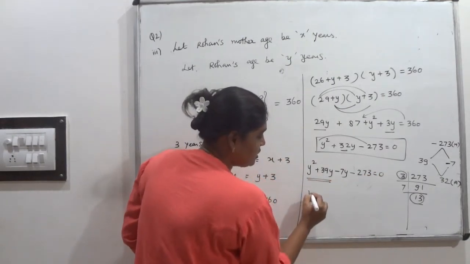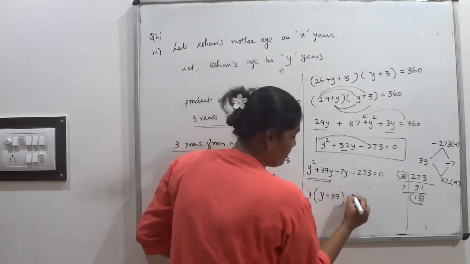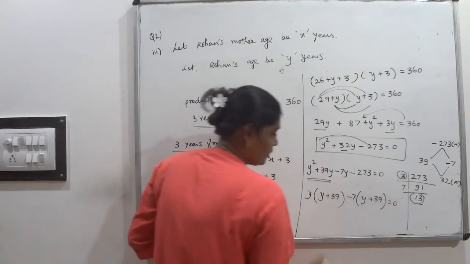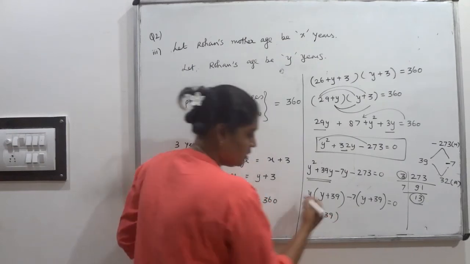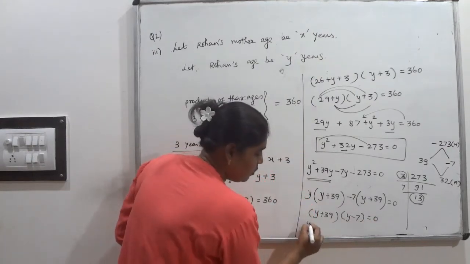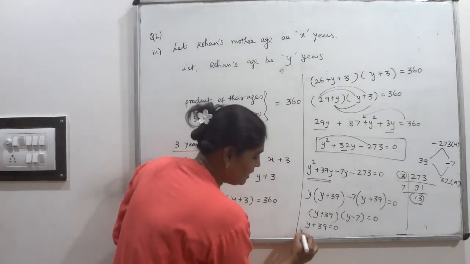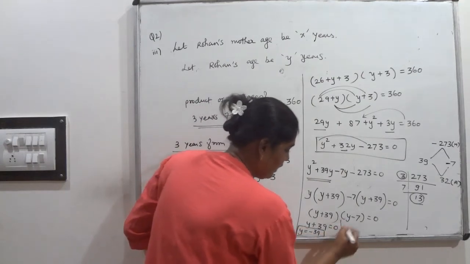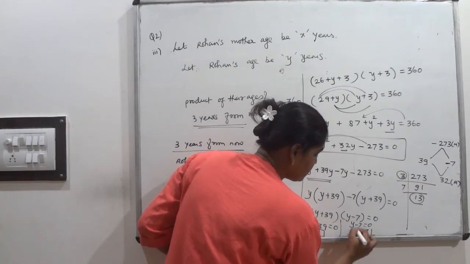In these two terms, what is common? Y. So take it out: Y plus 39. Here you take out minus 7, so that you will get Y plus 39 equal to 0. What is the common factor? Y plus 39. So take it together. What remains over there? Y minus 7 equal to 0. So Y plus 39 equal to 0 gives Y equal to minus 39, and Y minus 7 equal to 0 gives Y equal to 7.